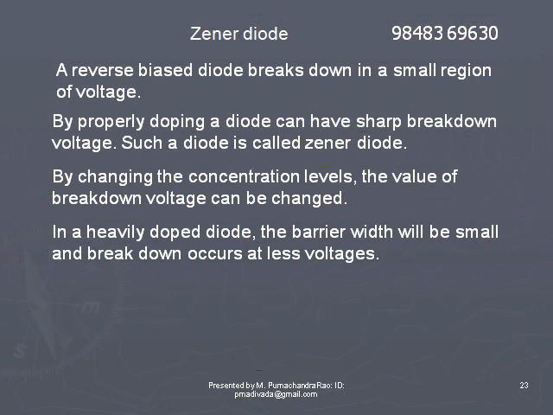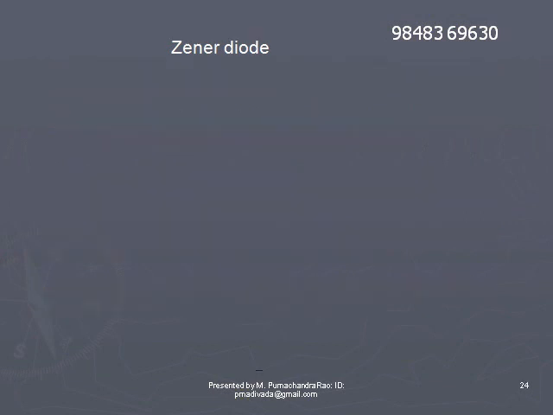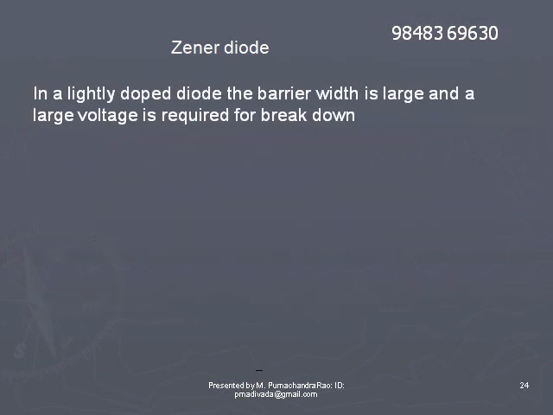In a heavily doped diode, the barrier width is very small and the breakdown voltage is less. In a lightly doped diode, the barrier width is very large and the breakdown voltage is also large. So the magnitude of breakdown voltage depends on the concentration levels. In heavily doped, the breakdown voltage is small. In lightly doped, the breakdown voltage is large.